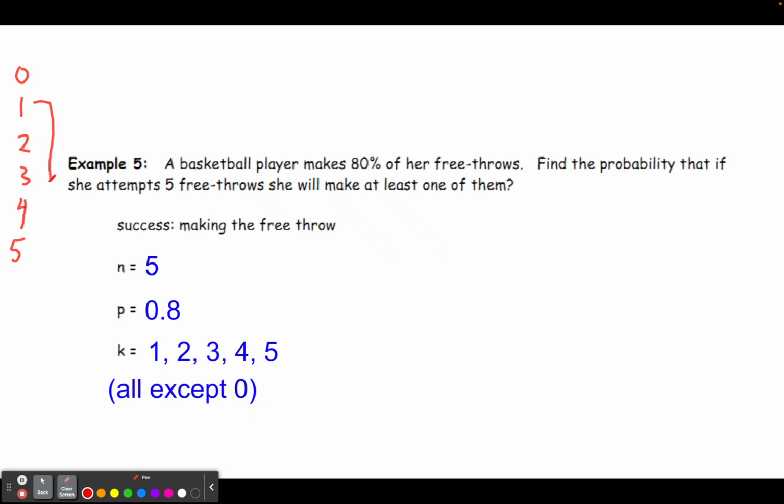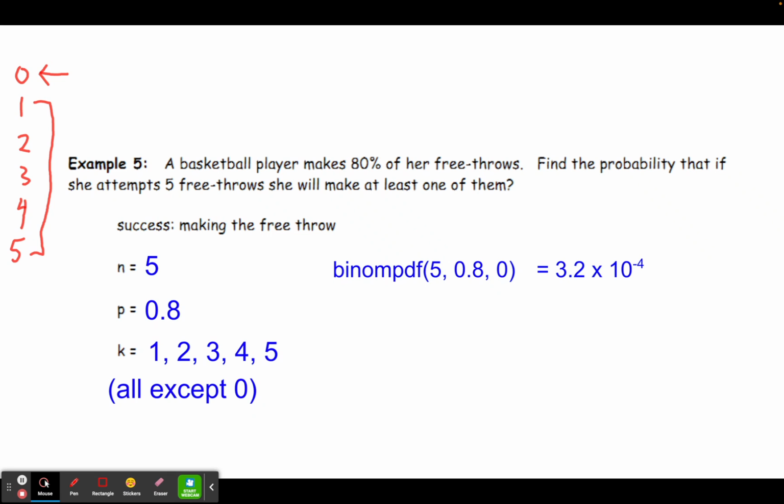Well, if I want the sum of all of these 5 probabilities, but I don't want to do all 5 of them separately and add them up, what I could do is just calculate this one probability and then subtract it from the total, and that will tell me what all the rest of them add up to be. So that's the approach that I'm going to take on this one. So I'm actually going to do binomial PDF. I'm going to do my calculator shortcut, but I'm going to put in that K is 0. And that gives me that really, really small probability right there.